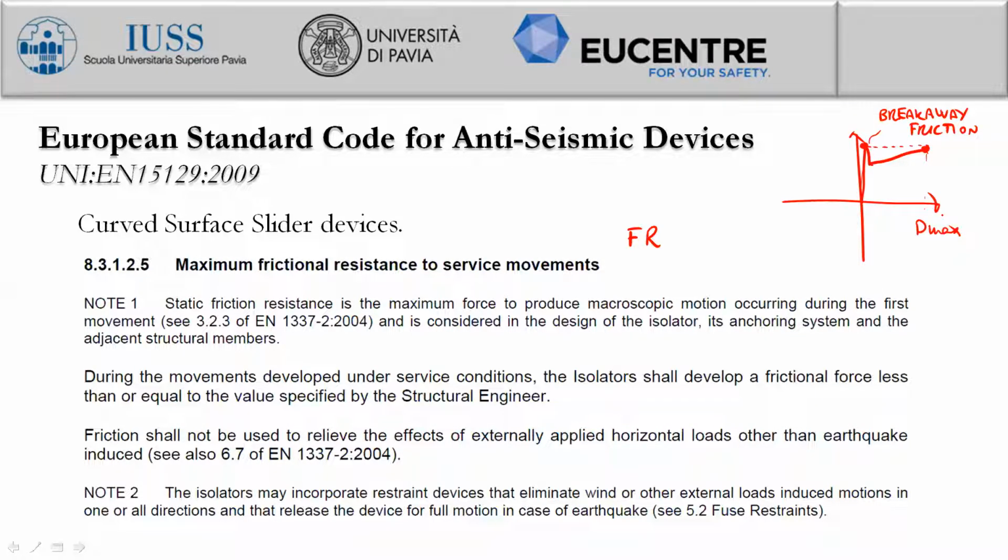The producer should prove that the material has a breakaway friction of a certain amount. And what happens is that you as a designer go to the producer and you say, I need this typology of devices with these characteristics. So maybe you need curved surface slider devices with this friction coefficient. And then maybe the producer says that I have a material with this breakaway friction. So you can decide if this material is suitable for your application, or whether you have to choose another one.